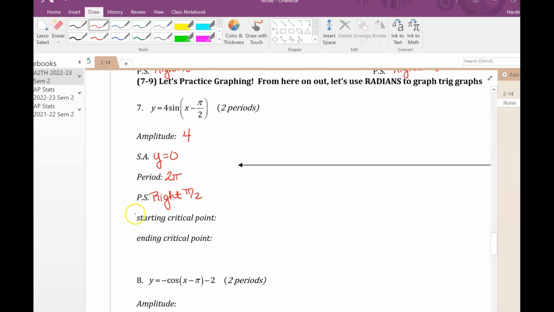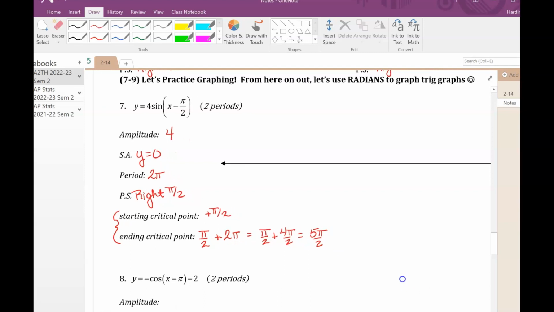And so now I've added a few things here. The starting critical point and the ending critical point. The starting critical point is just the phase shift, positive pi over 2. The ending critical point is going to be where it starts plus the period of the graph. So pi over 2 plus 4 pi over 2. It's going to end at 5 pi over 2.